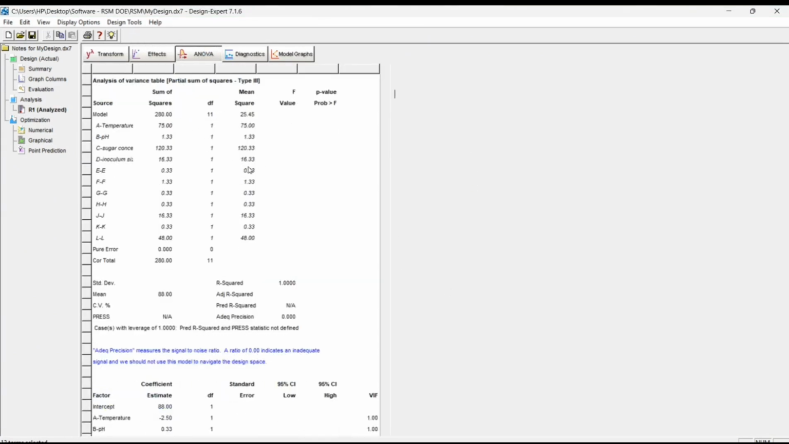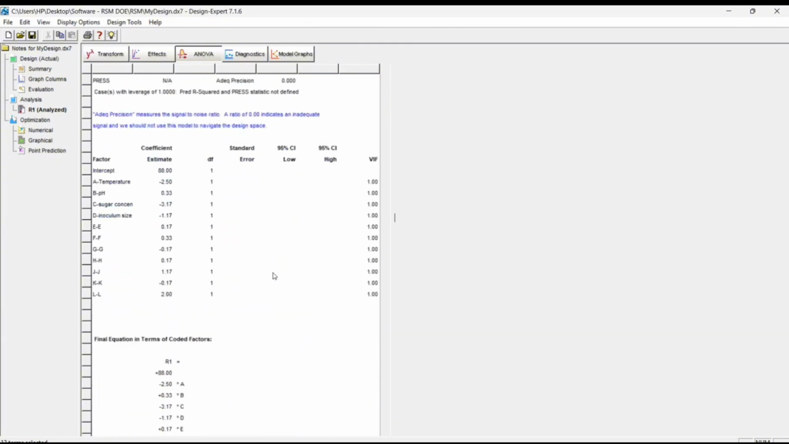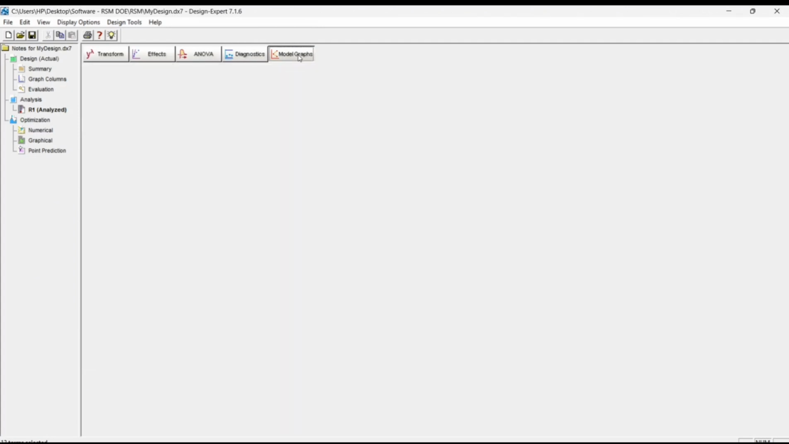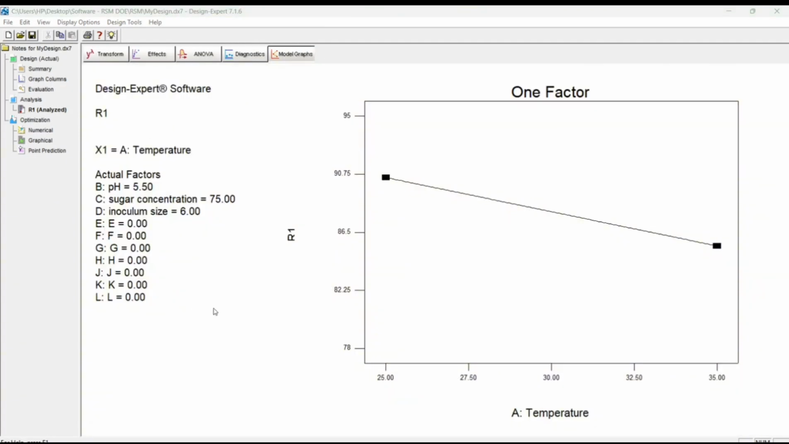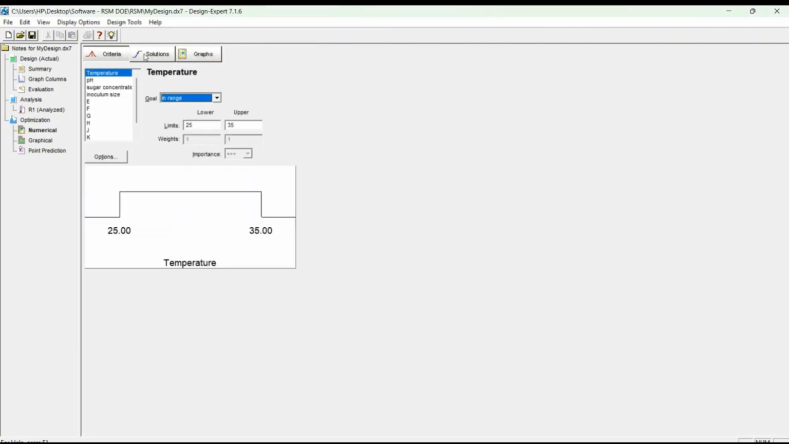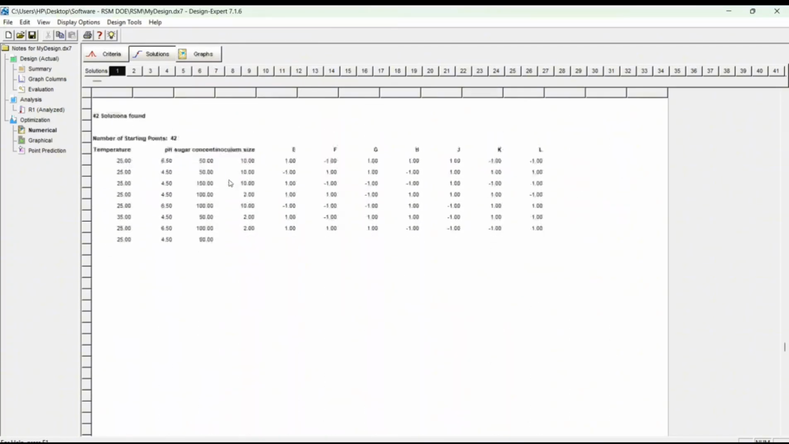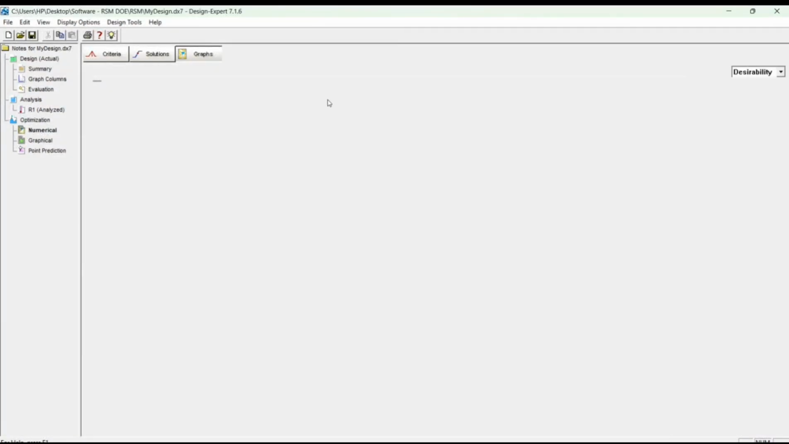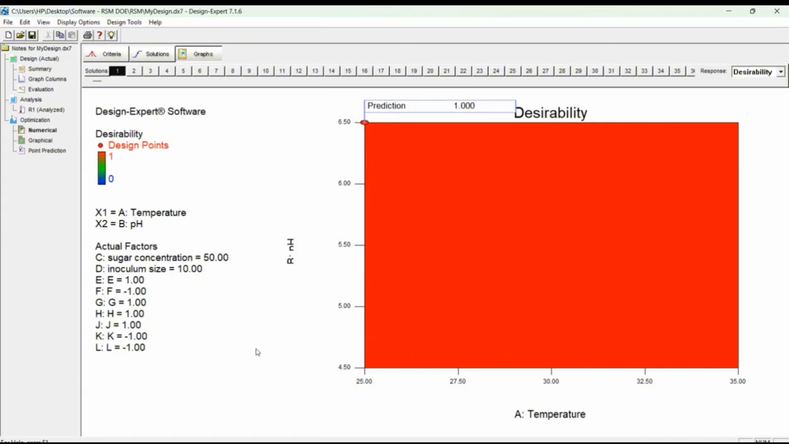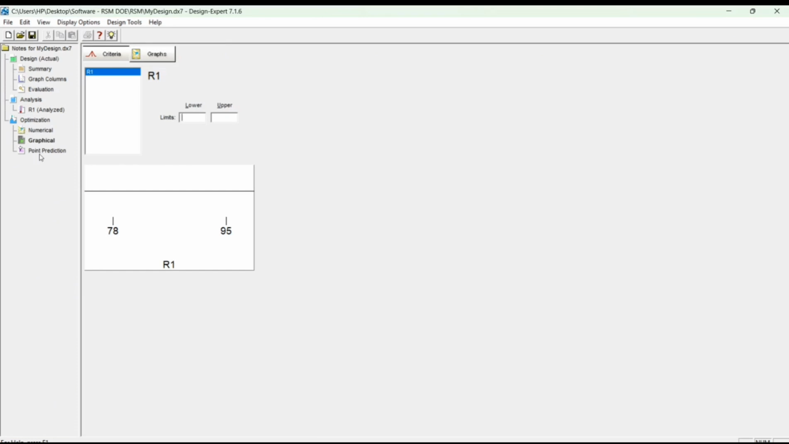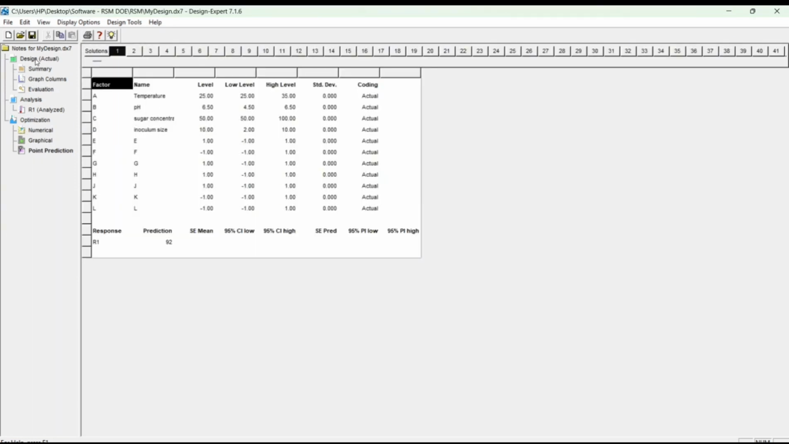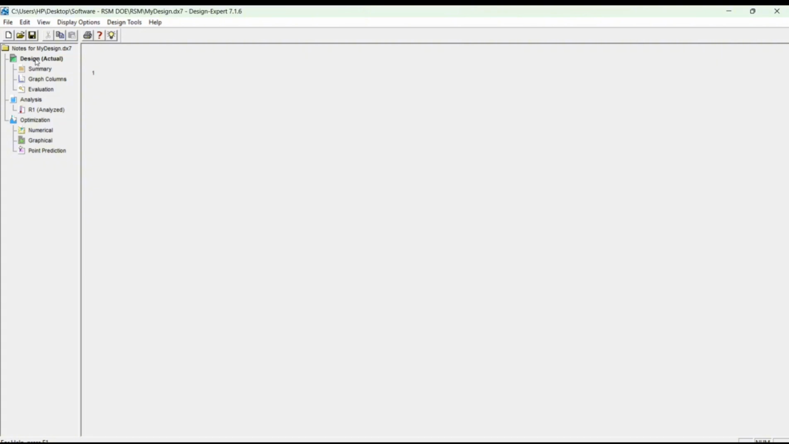So for ANOVA, we got R square, which is equal to 1. We look for diagnostic here, and then we look for model graph here. Then we go for optimization for numerical. We go for the solution here, and then the graph. Then we look at the graphical. For prediction, and then we go back to the design. And that's all from me.